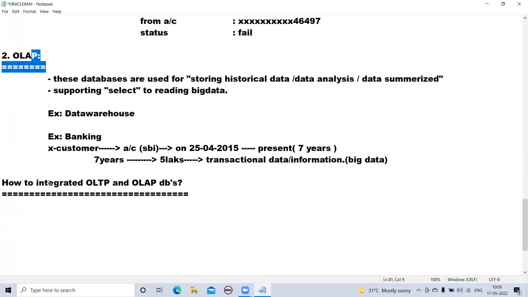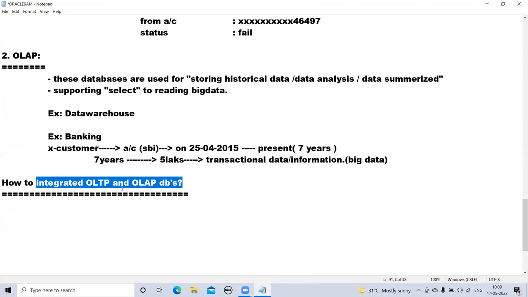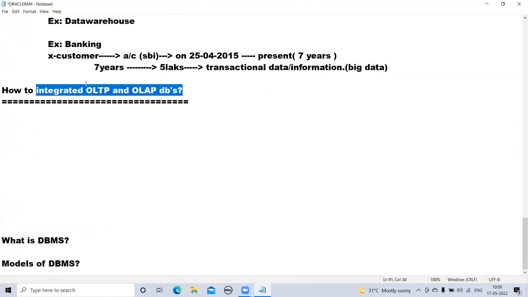Okay, but how these two databases can be integrated, and after integration, how the data can be processed in between these two databases. Okay, those things we will discuss in tomorrow's session.